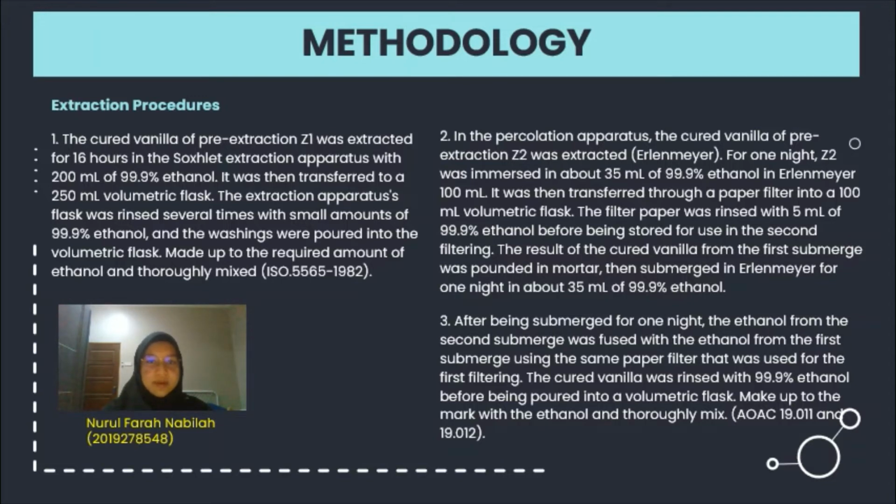In the percolation apparatus, the cured vanilla of pre-extraction Z2 was extracted into an earthenware flask. The Z2 was immersed for one night and then transferred through a paper filter into a 100 ml volumetric flask. The cured vanilla from the first submerge was pounded in a mortar, then submerged in an aluminium flask for one night in about 35 ml of 99.9% ethanol. The second submerged cured vanilla was fused with the ethanol from the first submerge using the same paper filter from the first filtering. The cured vanilla was rinsed with 99.9% ethanol before being poured into a volumetric flask.